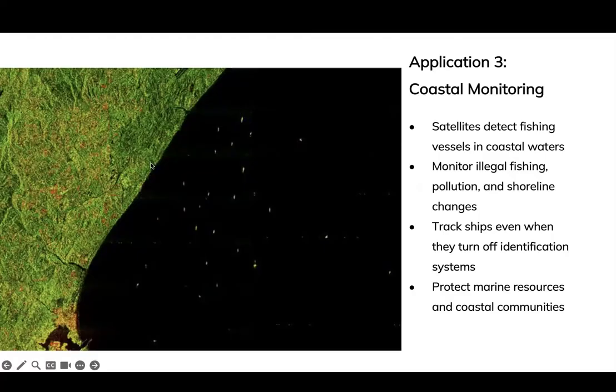The shoreline changes would be a fairly similar application to the one where one looks at the impact of the floods. That would be very much in terms of imagery. And then these satellites track ships even when they turn off their identification systems, which is called a transponder. And it's also really great for protecting marine resources and coastal communities.